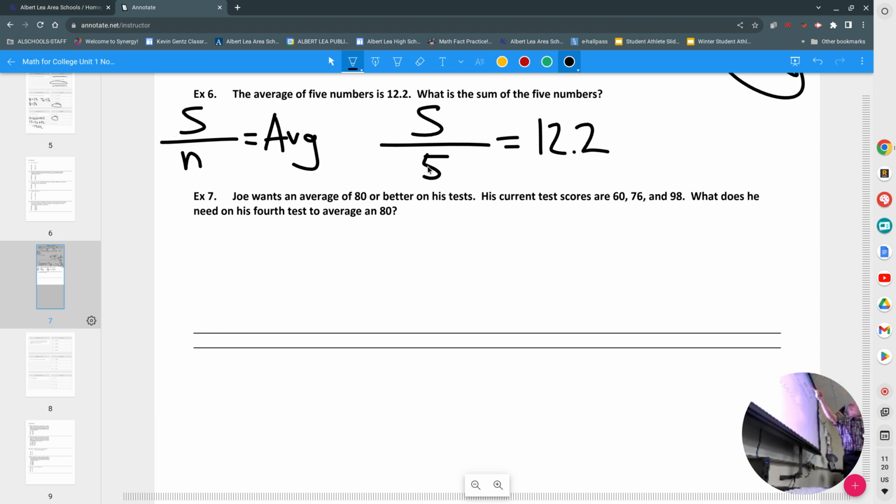So if this is our equation, S divided by 5 is equal to 12.2. We just want to solve. So just like Keaton said, we're going to multiply both sides by 5. As you multiply by 5, you get S is equal to 61. So we don't know what any of the 5 numbers are, but we do know that they add up to 61. And finally, this is your first real test of the year.